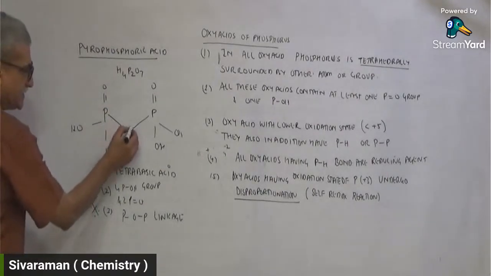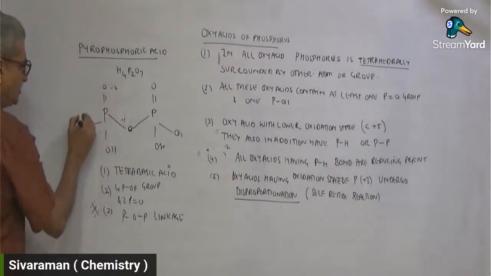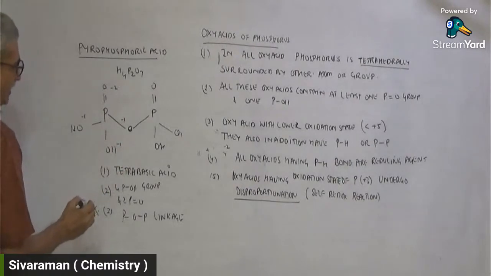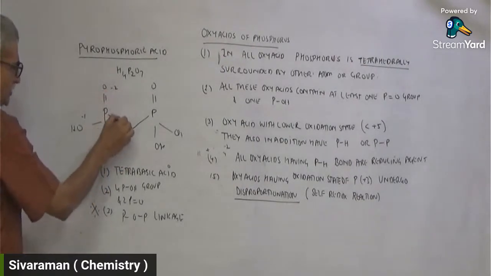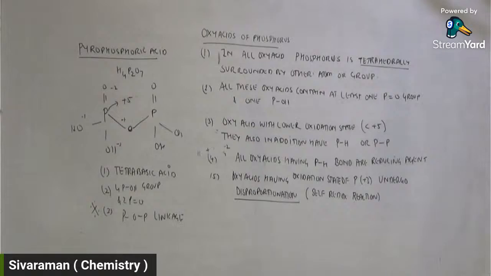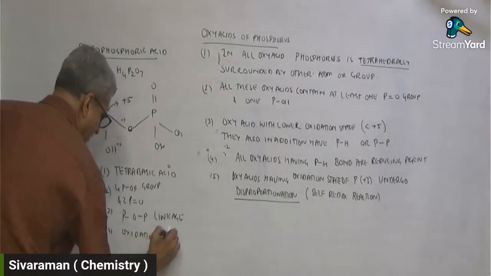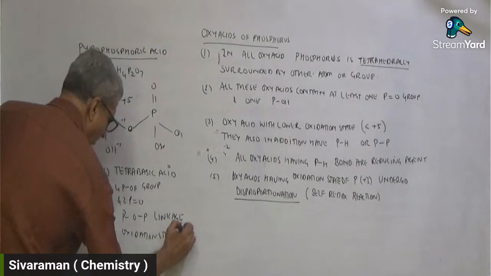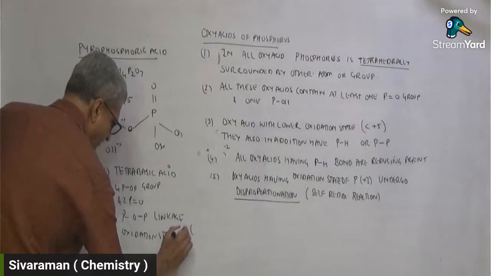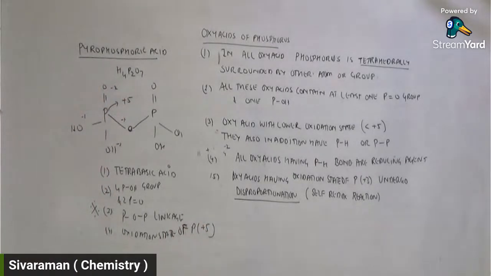About oxidation state, see this in total has a -2, so each is sharing -1. So -1, -2, -1, -1. So each phosphorus will have an oxidation state of, this is a slight revision of oxidation state, I mean, this is your 11th standard redox reactions. So the fourth point is oxidation state. The oxidation state of phosphorus is +5.